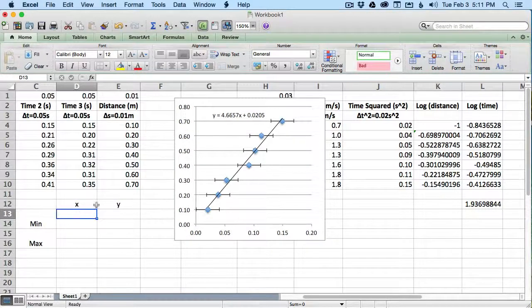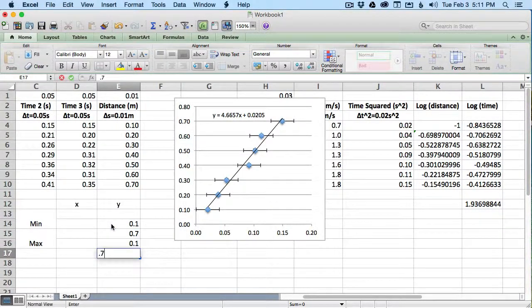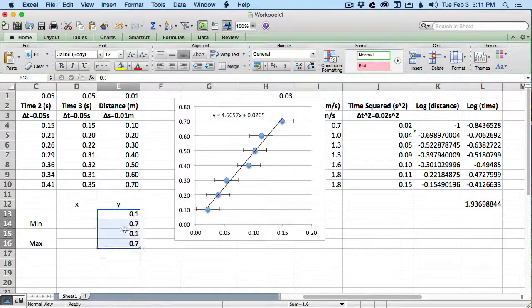Now, as we said before, the error bars are only on the time squared values, and so the distance values, our y values, will stay the same. So for the distance value, I'll put 0.1 here, and 0.7, 0.1, 0.7. I don't need to worry so much about what decimal place you're going to, because the data I'm putting here will not go on the actual report. This is just going to aid me in drawing the min and max slopes.